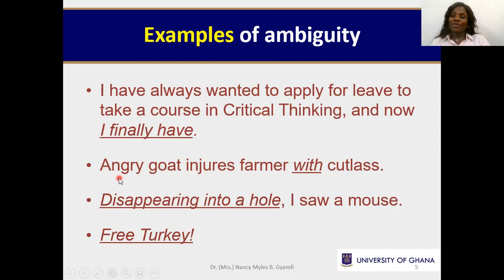Angry goat injures farmer with cutlass. Now, if I say angry goat injures farmer with cutlass, is it that the angry goat was holding the cutlass and used it to injure the farmer, or that it was a farmer who is holding the cutlass, and this farmer holding a cutlass has been injured by the angry goat? You do not want to say, oh, but this is obvious. There is nothing like obvious, because we know sometimes our movies show us, wow, quite strange stuff. You want the ambiguity clarified. The ambiguity is coming from the use of the word with.